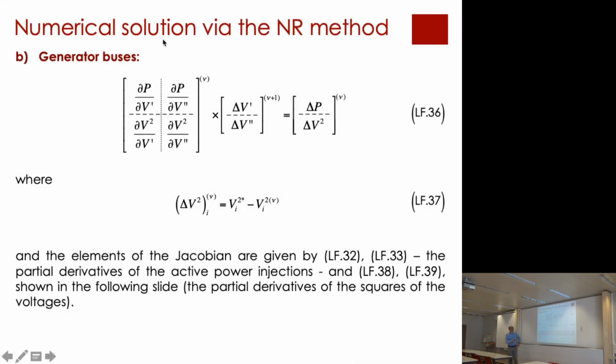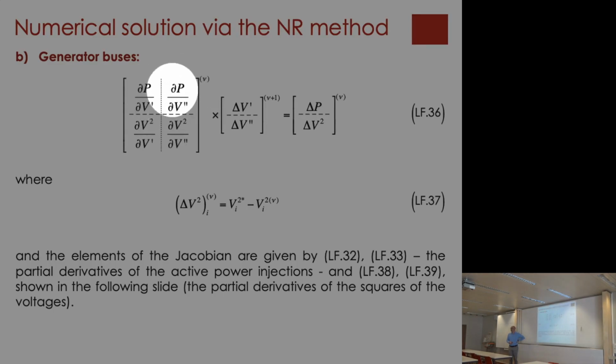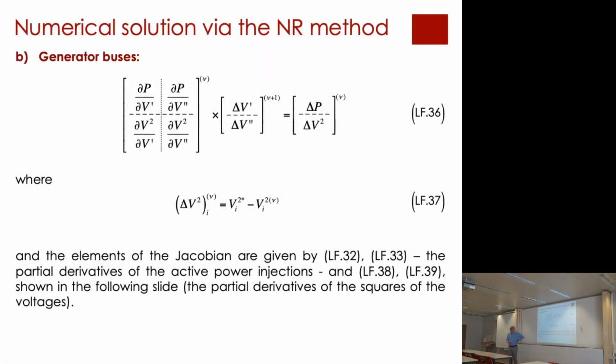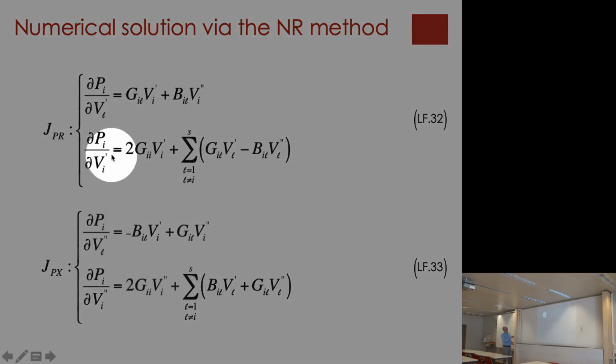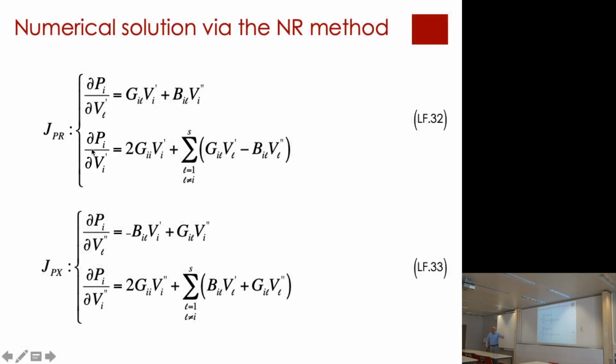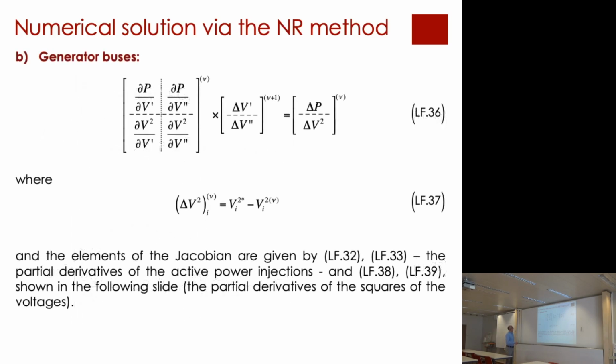Why? I don't rewrite the dP over dV second and dP over dV second, because it's identical to one of the loads. There is nothing changing in the expressions. It's just this guy written with respect to the P of the generators and not the P of the loads, but formally speaking, nothing changes. So I'm not writing it again. Okay.